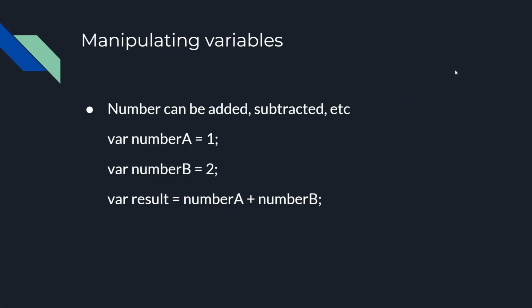Okay, and for numbers, very obviously, you can add, subtract, multiply, divide, whatever you want. You do that by something like this. You declare two variables, giving each one a numeric value, and you can just use a math equation to get a result, and assign the result onto another variable. In this case, I just call the resulting variable result, but you can call it whatever you want.